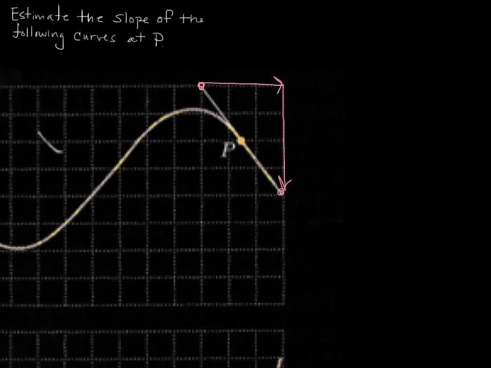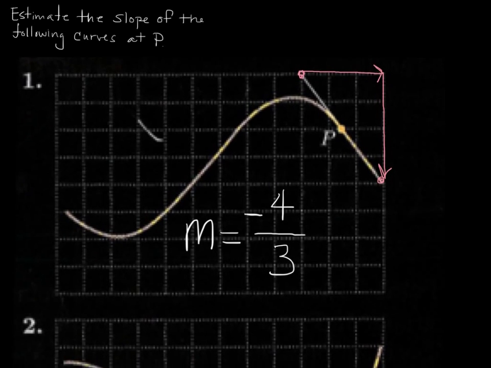So the slope should be, which I'll call m since typically we use that for slope, the rise, which is negative 1, 2, 3, 4, over the run, which is 1, 2, 3, and I have negative 4/3. And that's our answer. Let's go ahead and move on to number 2.